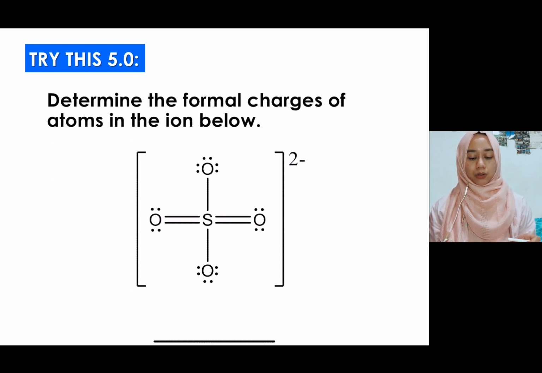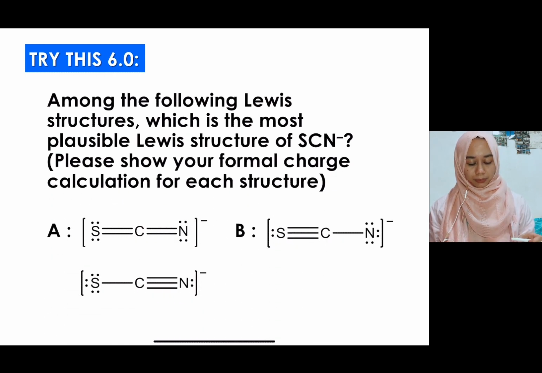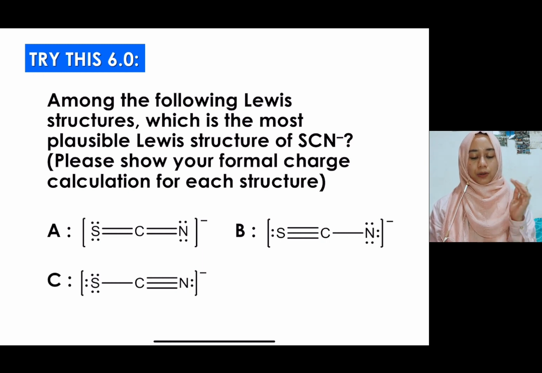Okay, 5.0. So determine the formal charges of the atoms in the ion below. So cari untuk oksigen, untuk sulfur kat situ berapa dia punya formal charge, and also untuk kamu punya 6.0 ni. Okay, so among the following Lewis structure, which is the most plausible Lewis structure of SCN negative? So please show your formal charge calculation for each structure. Okay, and then give your reason why. Kenapa sebenarnya? Okay, so Miss sebenarnya tak pernah tunjuk lagi contoh untuk ini, tapi Miss nak uji je lah kamu.